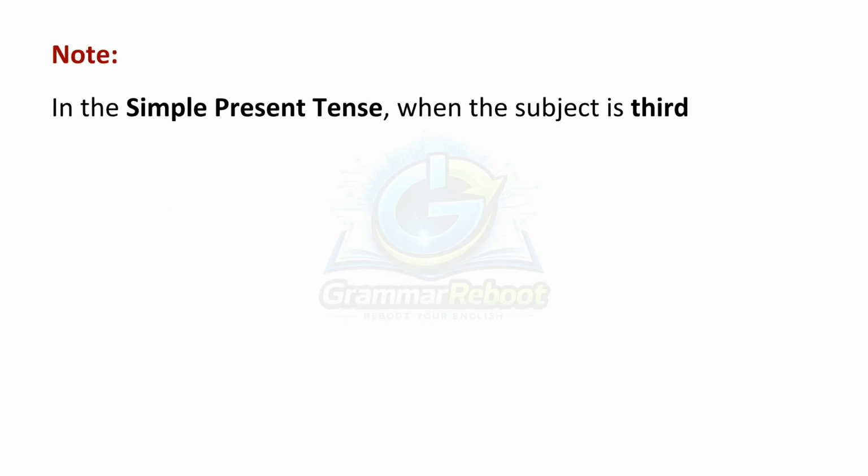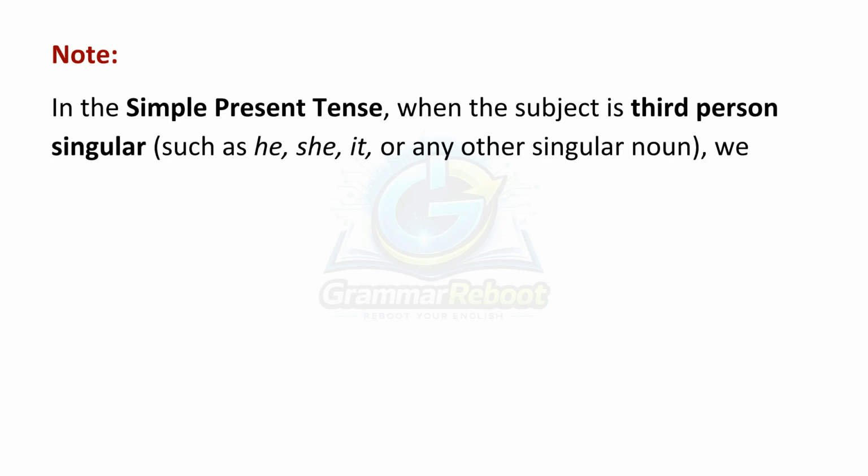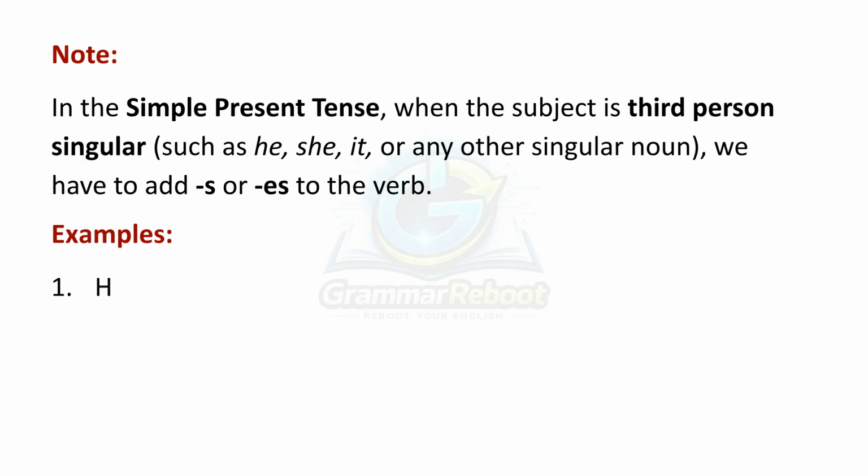Now, let's understand an important rule. In the simple present tense, when the subject is in the third person singular, such as he, she, it, or any other singular noun, we must add s or es to the verb. This is a very important grammar rule. Let's look at the examples.